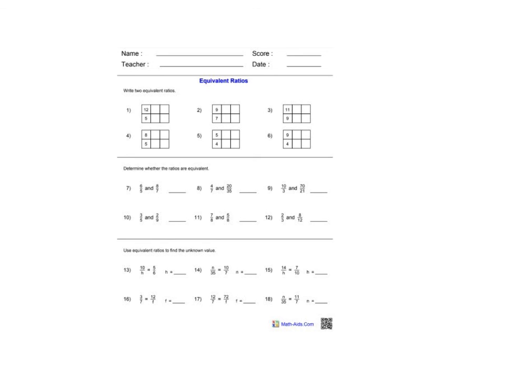So remember, you have to have equivalent ratios. So you're looking for scale factors. So basically, if the scale factor is the same, then that means it's going to be equal. So make sure you're looking at that and make sure that you are understanding that.